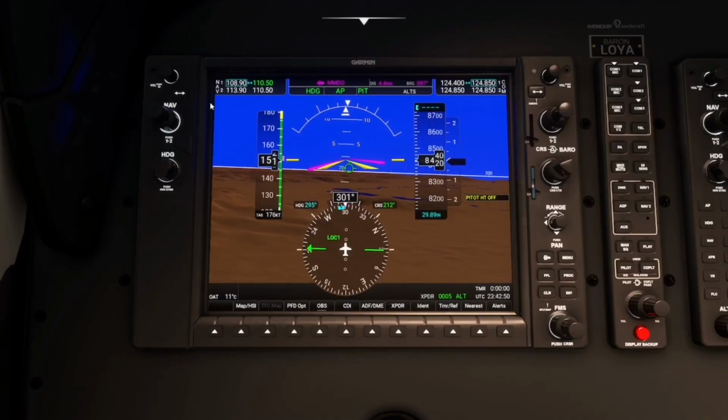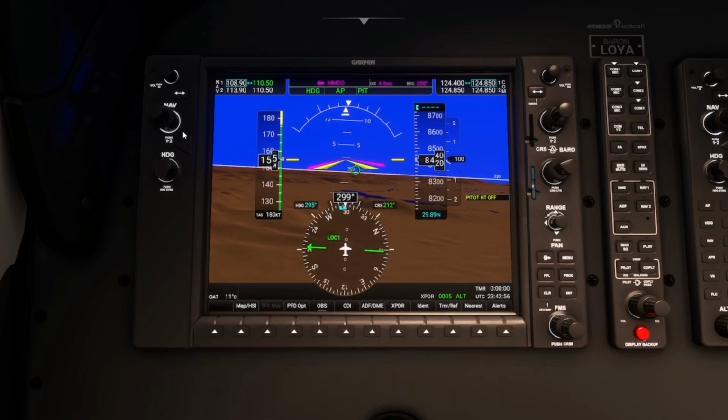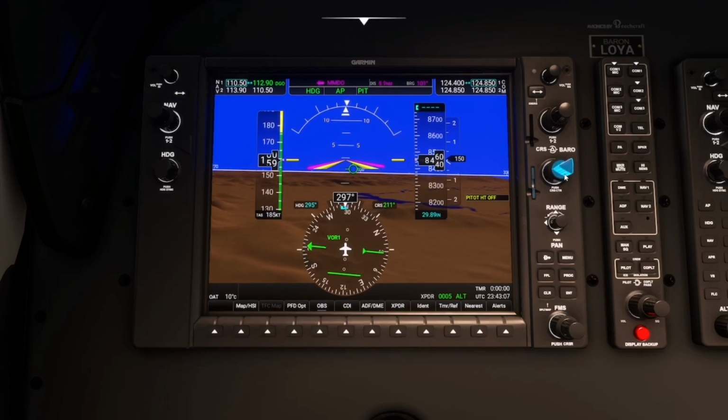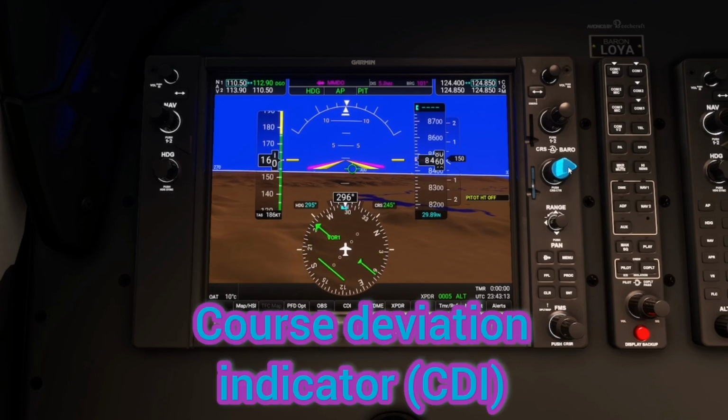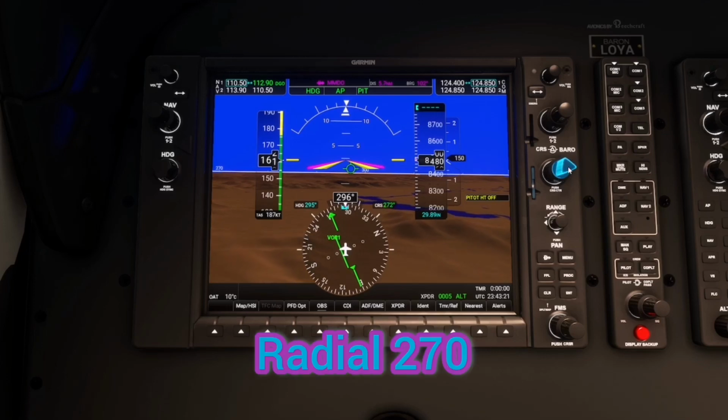After these examples, we will do an example on the simulator, so you will have a better idea how to intercept radials. In this example, I'm going to synchronize the correct VOR frequency, which is 112.9. After that, I am going to choose the course that I want on my CDI, the course deviation indicator. Now I am going to put it on the radial 270.